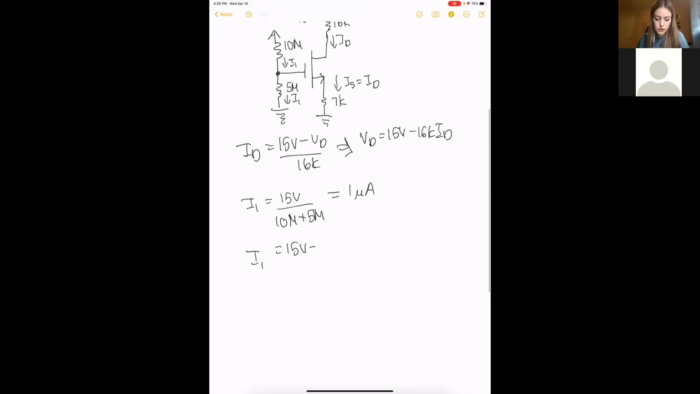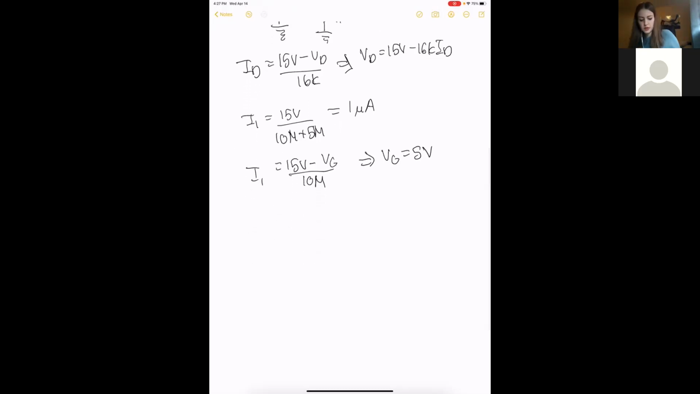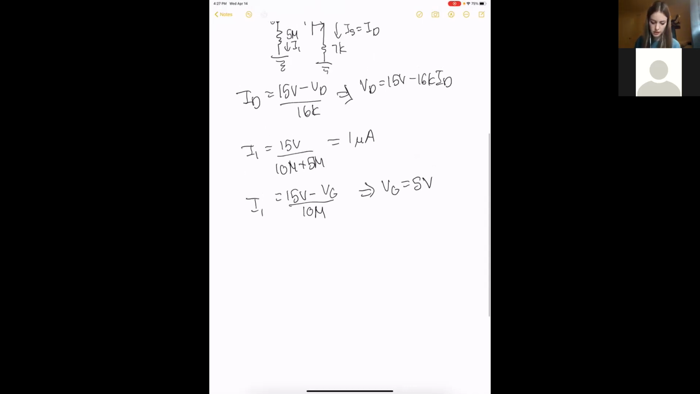So this one was across both of the resistors, but what we can do is I1 is equal to 15 volts minus VG, where VG is right here, divided just by that first resistor of 10 megaohms. So from this, we can isolate VG, and we're going to get that it's 5 volts.